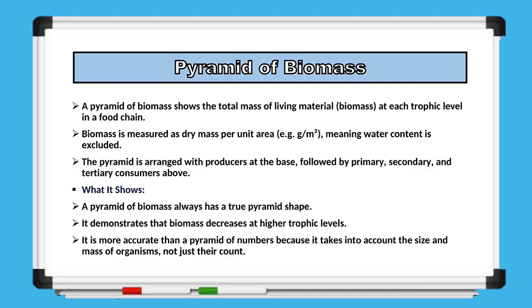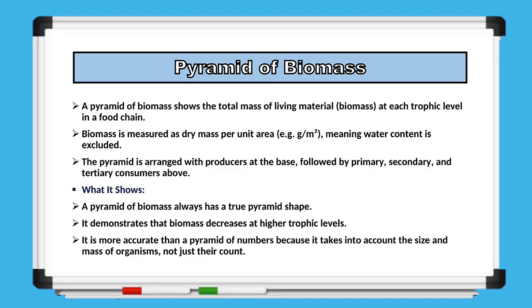This is because the total biomass decreases at each successive trophic level as energy is lost through respiration, movement, excretion, and other life processes. As a result, less biomass is available to support organisms at higher trophic levels. A pyramid of biomass provides a more accurate representation of an ecosystem than a pyramid of numbers because it considers both the size and mass of organisms rather than simply counting how many are present.